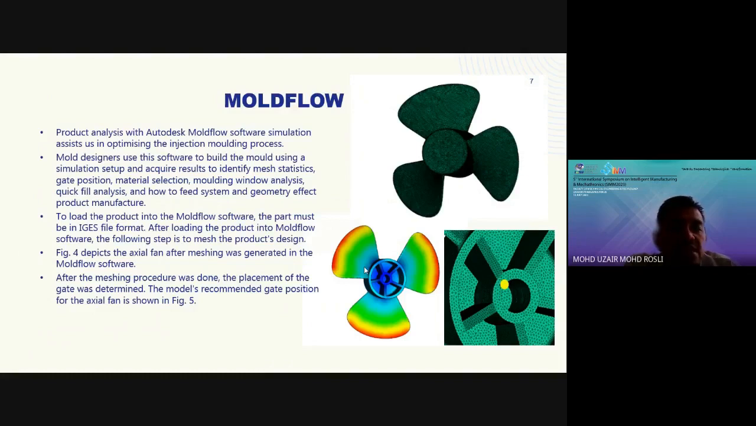After loading the product into Moldflow software, the following step is to mesh the product design. Figure 4 depicts the axial fan after meshing was generated in the Moldflow software. After the meshing procedure was done, the placement of the gate was determined. The model recommends the gate position for the axial fan, as shown in figure 5.